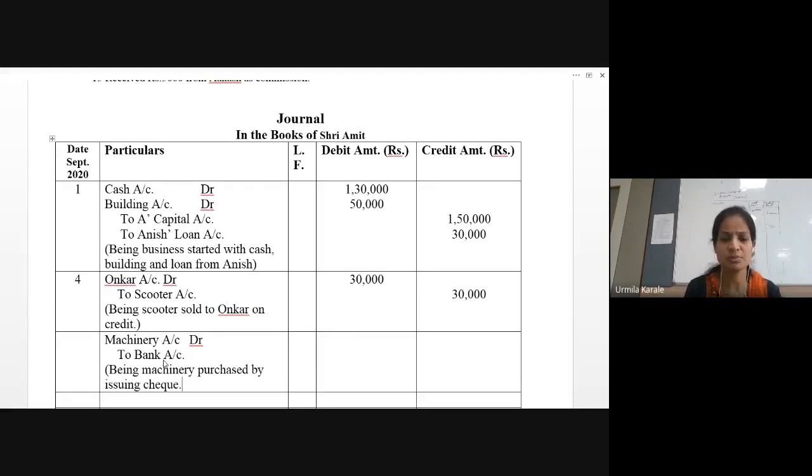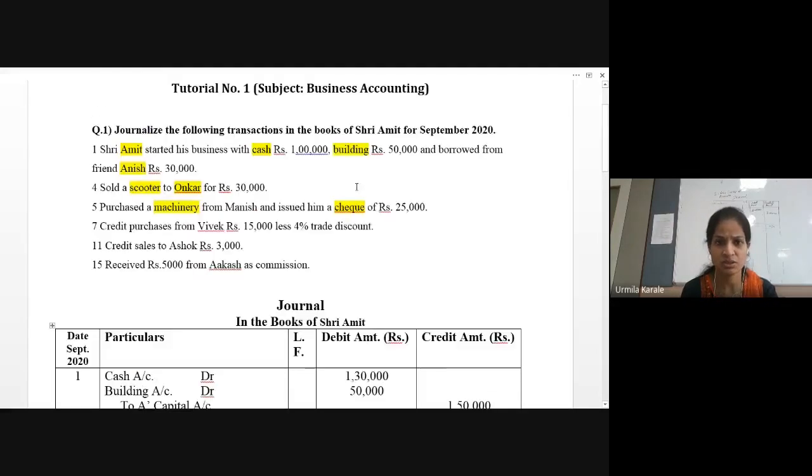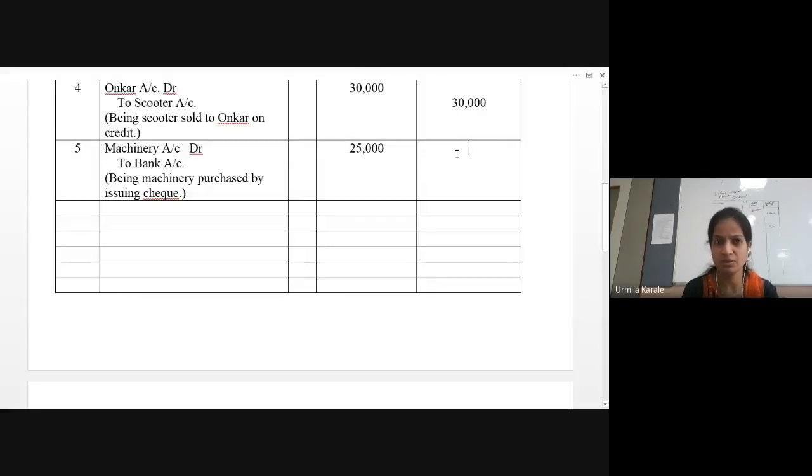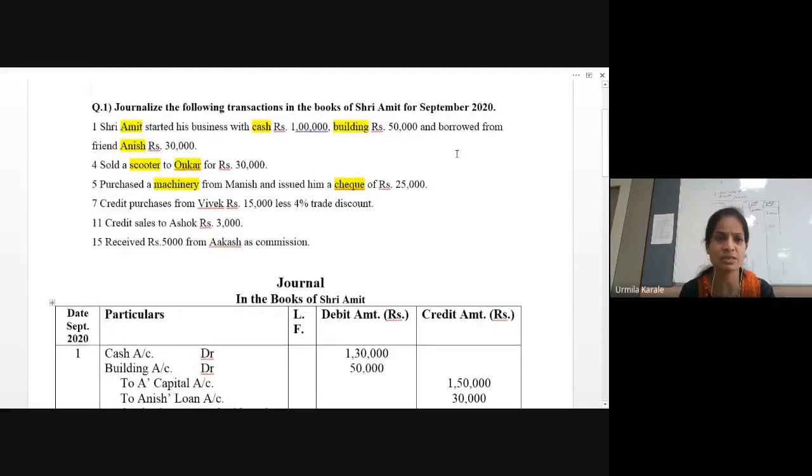Narration may change a bit, but this will not change account debit credit. Okay, so you have purchased machinery of 25,000 and the date is 5, and the same amount in the bank account will get reduced, or your money at the bank will get reduced by 25,000 since you are paying. So paise kam ho jayenge, obviously.